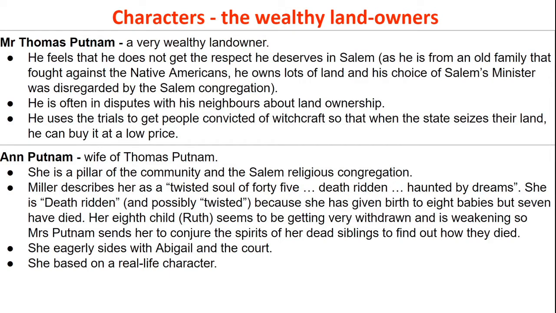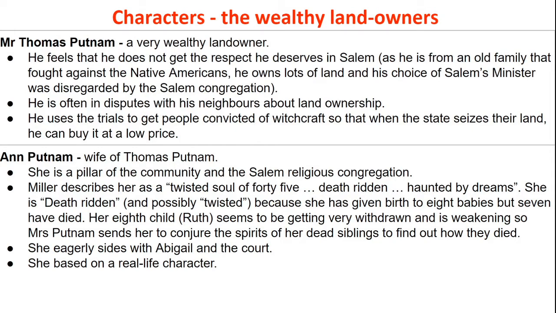He's often in disputes with his neighbors about land ownership, and we see that during the course of the play, he uses the trials so that he can get people convicted of witchcraft, because once they're convicted of witchcraft, their land is then taken over by the state. The state auctions the land at very low prices, and Putnam has the money to buy that land. So he actually used witchcraft accusations as a way of increasing the size of his farms.